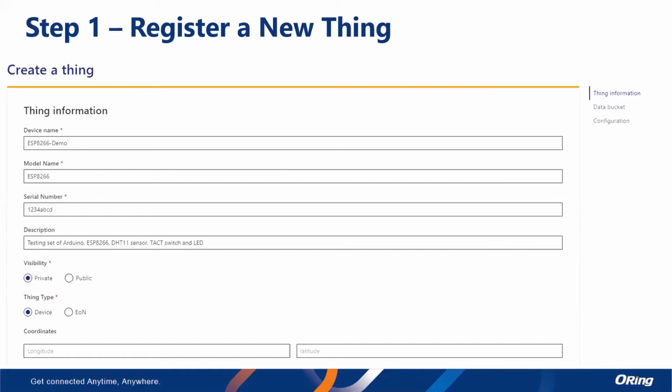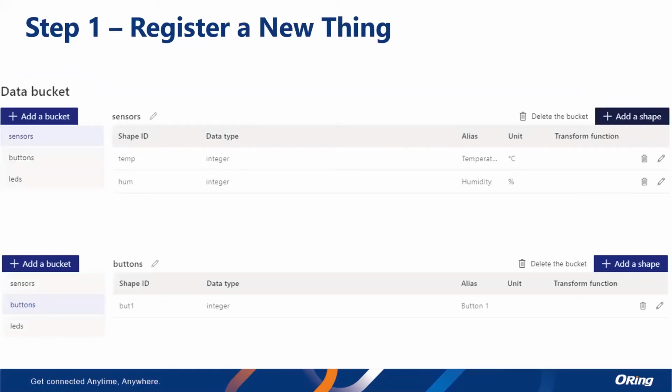So during registering a new thing, you can already start configuring the data logger. Of course, you can always do it later, because you can add the data logger later and edit your data shapes and data buckets. However, during registration, it's also possible to create the data logger configuration as well. In this case, because I already know what kind of values I will be sending from the device, because I remember that I have a temperature and humidity sensor as well as a button, I created 2 data buckets.